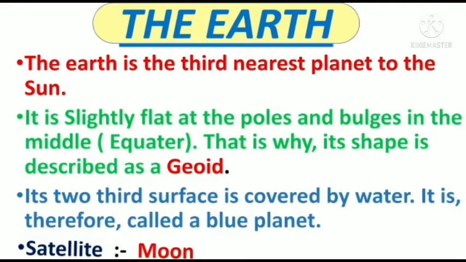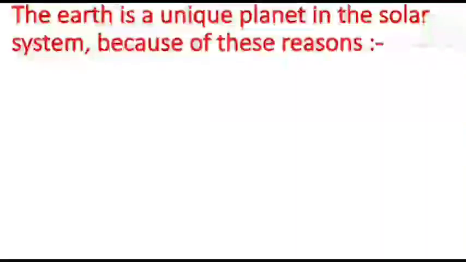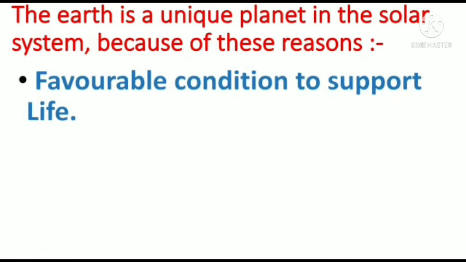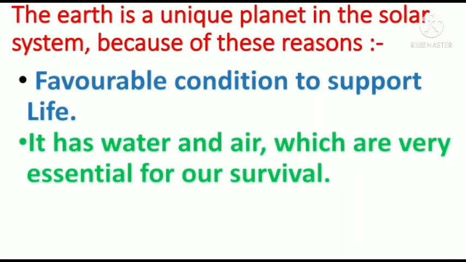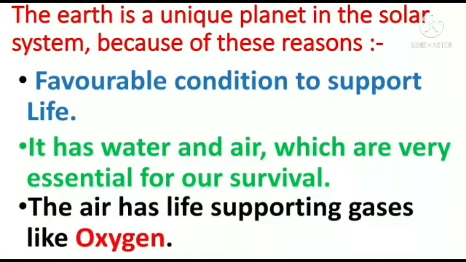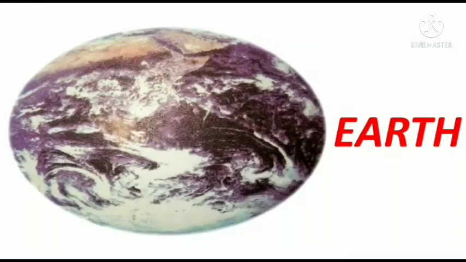Earth is known as the blue planet because two-thirds of its surface is covered with water, and Earth has only one single satellite. That satellite's name is Moon. Earth is a unique planet in the solar system because it has favorable conditions to support life. It has water and air, which are very essential for our survival. Oxygen, the life-supporting gas, is also available on this planet. This is the picture of the Earth, students.